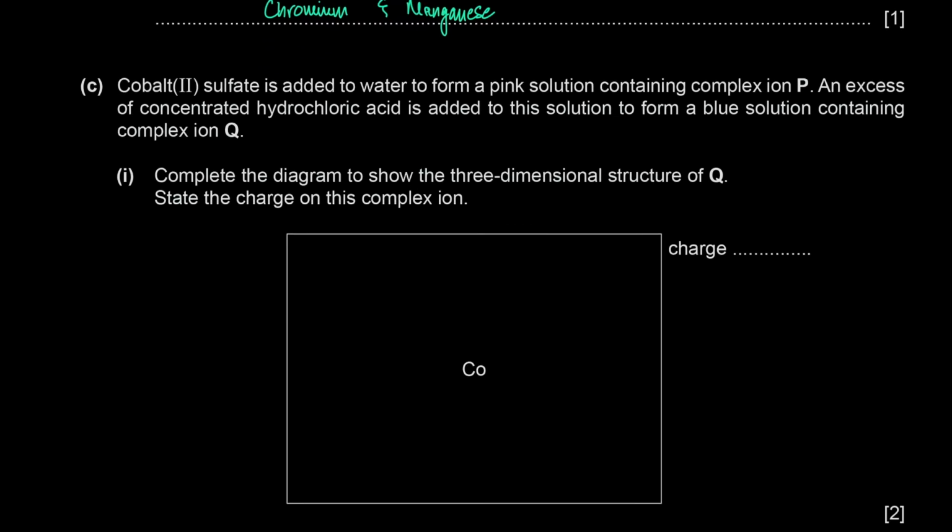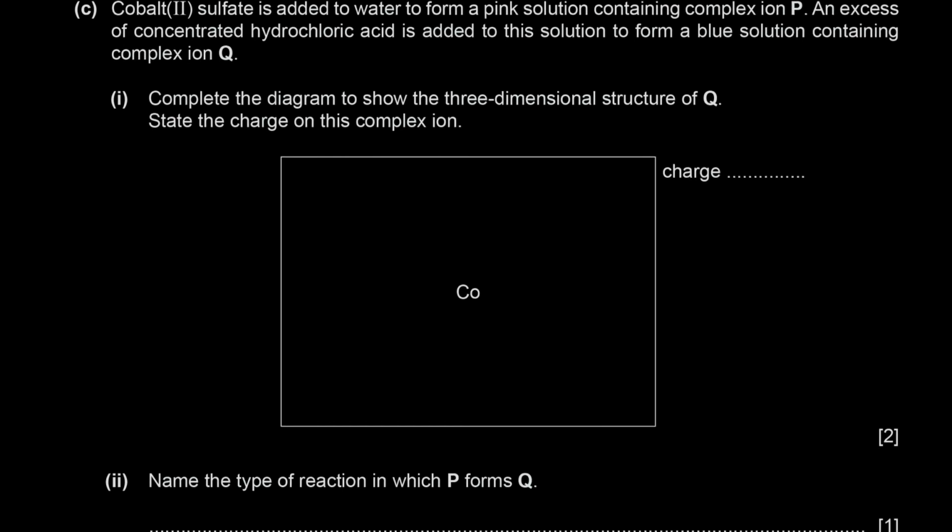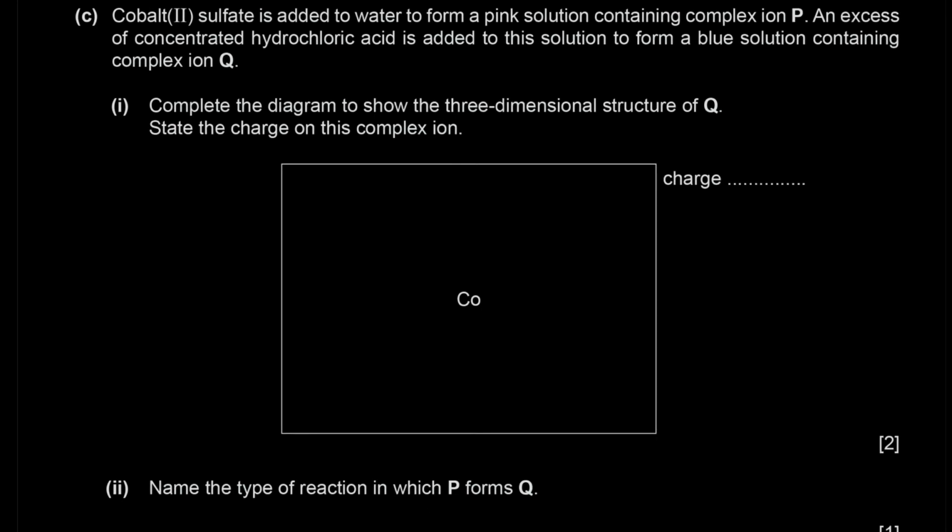Cobalt-2 sulfate is added to water to form a pink solution containing complex ion P. So in water, cobalt-2 exists as cobalt hexa-aqua, right? And we have this 2 plus complex ion. This is a pink solution. This is P, and this is a pink solution.